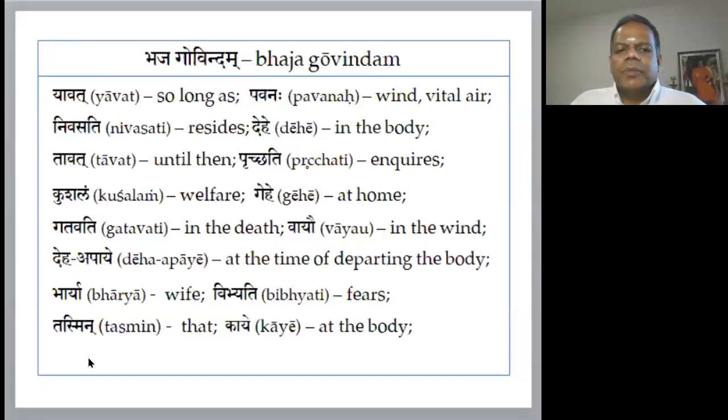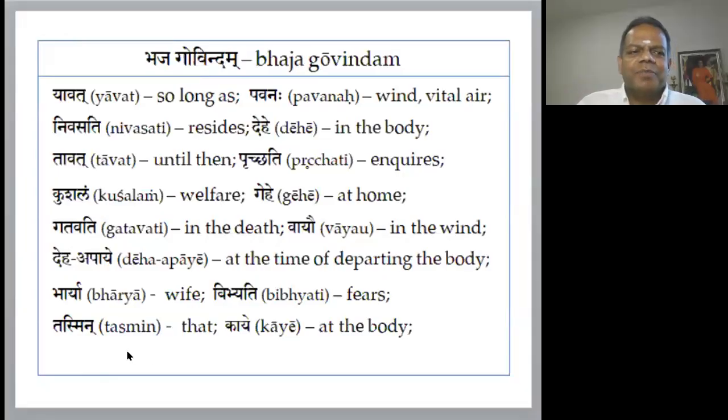So what it basically means is at the time of death, when the wind which makes the body function is leaving, looking at that body, the wife also is afraid. That is what the verse says. As you can see, it is a very different way of explaining death itself, so that we understand the impermanence of the body.